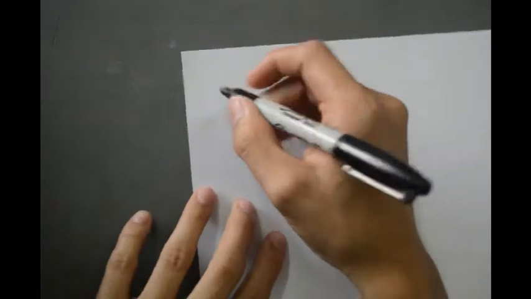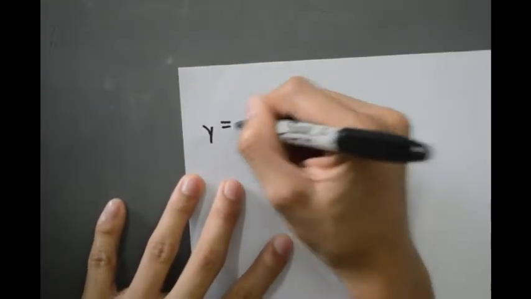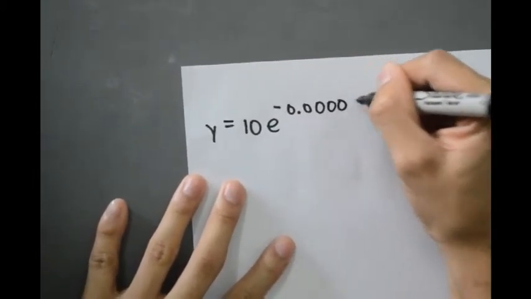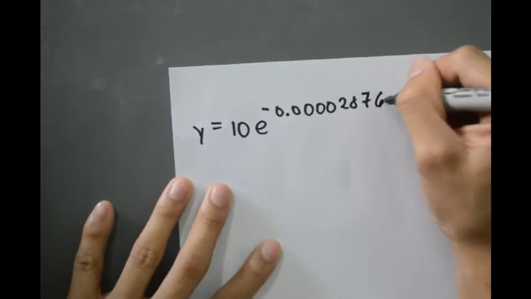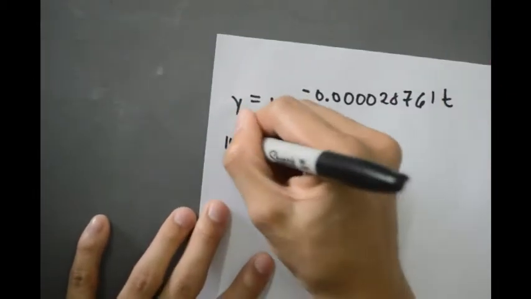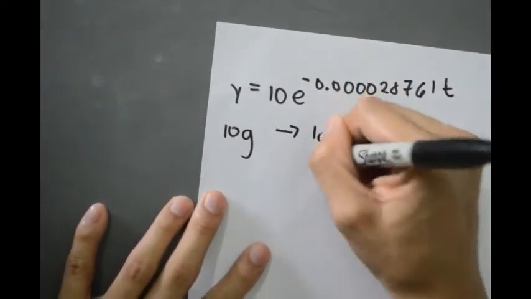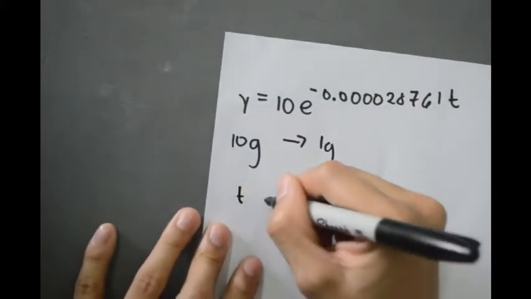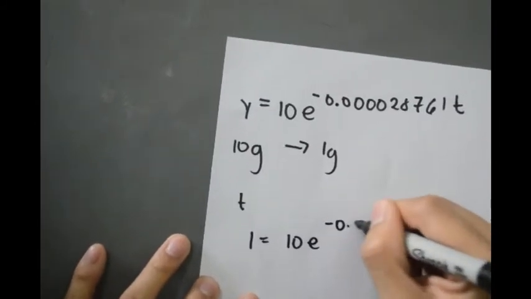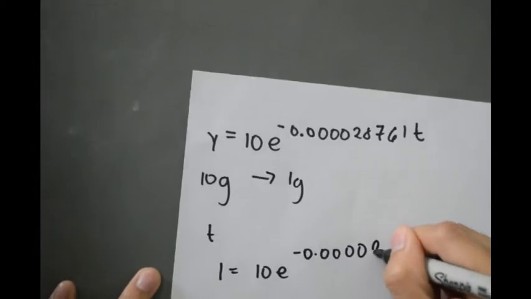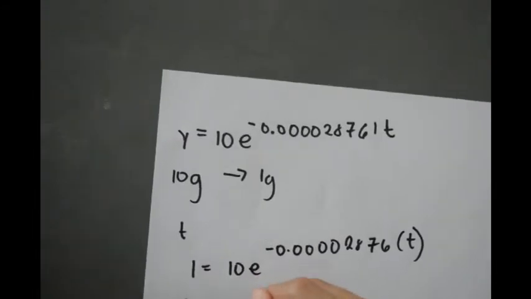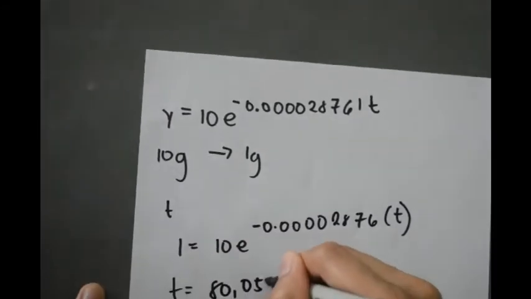So the half-life model is y equals 10 e raised to negative 0.00002871 times t. To find the time it will take for 10 grams to decay to 1 gram, you can solve for t in the equation 1 equals 10 e raised to negative 0.00002871 times t. So t is equivalent to 80,000 years.